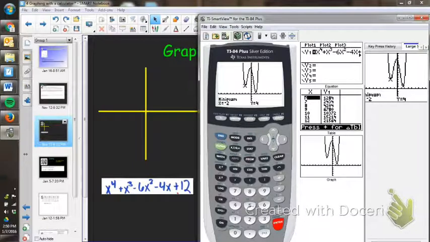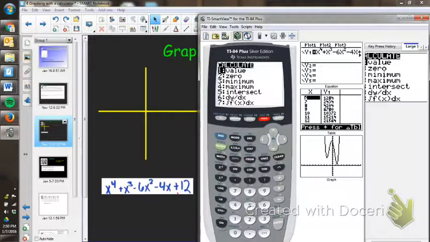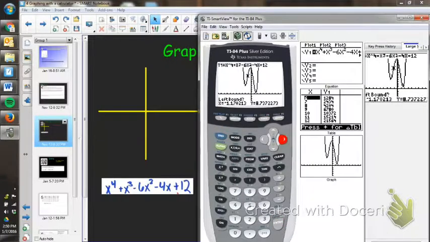So now let's find our other minimum. We'll do number 3 for minimum. Again, left bound needs to be to the left of that low point. So I'm going to scroll over to where it's just a little bit to the left of that point. Then it says right bound, so I'll scroll over to the right of that point. And then guess, so I press enter. It's going to give me my other minimum value. This value is at 1.57 and 0.87, or 0.88, let's round up. So that would be my other relative minimum in this picture.